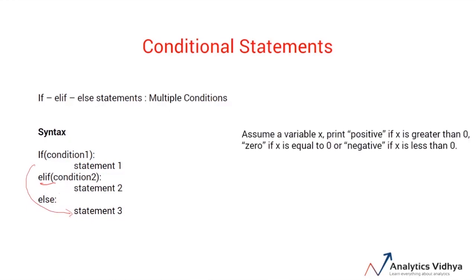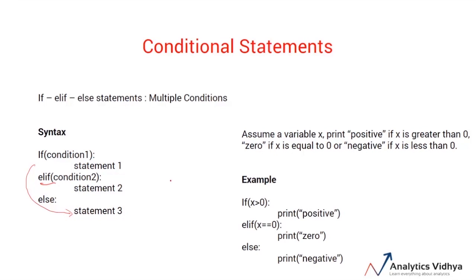Let's look at this problem. Assume that we have a variable x and we want to print positive if x is greater than 0, print 0 if x is equal to 0, and negative if x is less than 0. So how can we convert this problem statement into an if, elif, else statement? Let's see. First I want to check if x is greater than 0. So this block checks whether x is greater than 0, and if yes, it will print a positive statement. But I also want to print 0 if x is equal to 0.